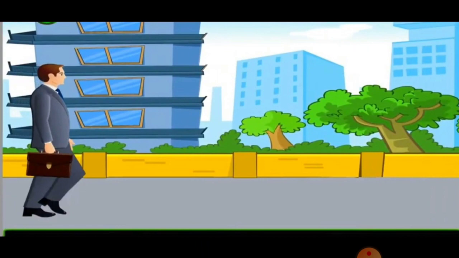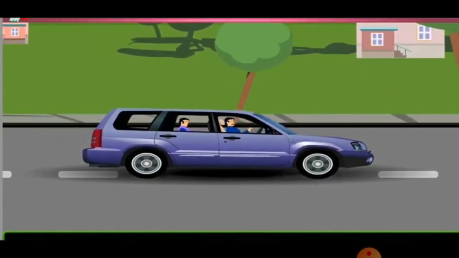So how do we go? We have to use some means of transport. If the distance is short, we walk. If the distance is much bigger, if we have to go to a distant place, then we definitely use some means of transport. We just cannot walk everywhere. If it is a short distance, then we can walk. But if we have to go to a distant place, then we have to use some means of transport.